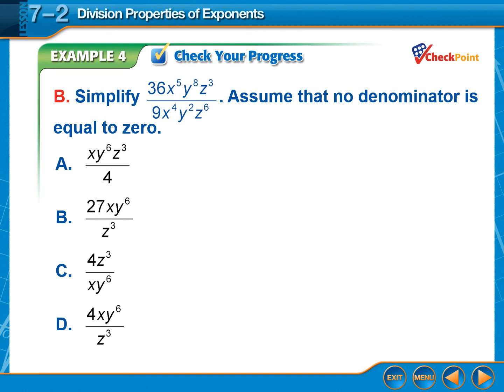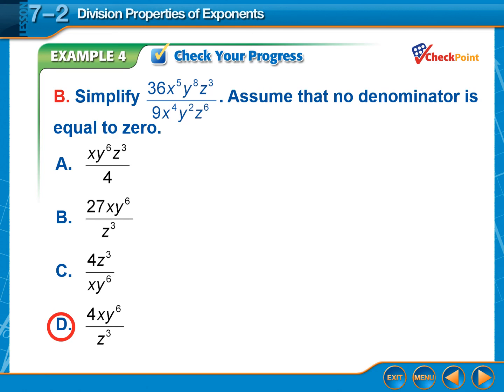All right, take this expression here. Here you've got some common bases that you're going to need to simplify and then write your final answer so that none of the exponents are negatives. You end up with a final answer of 4xy to the 6th over z to the 3rd.